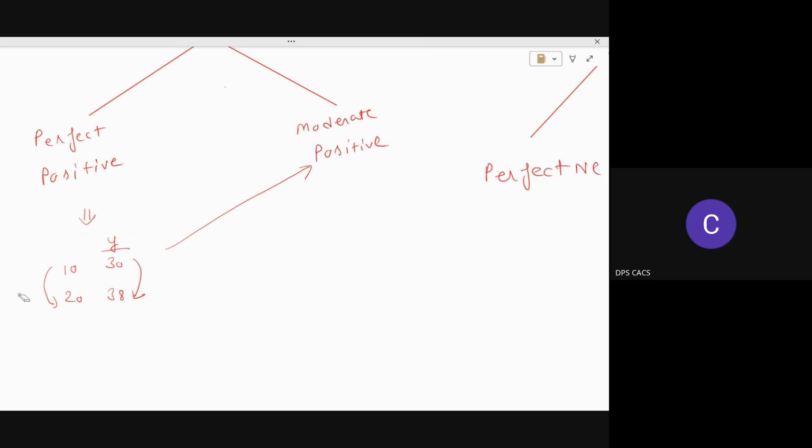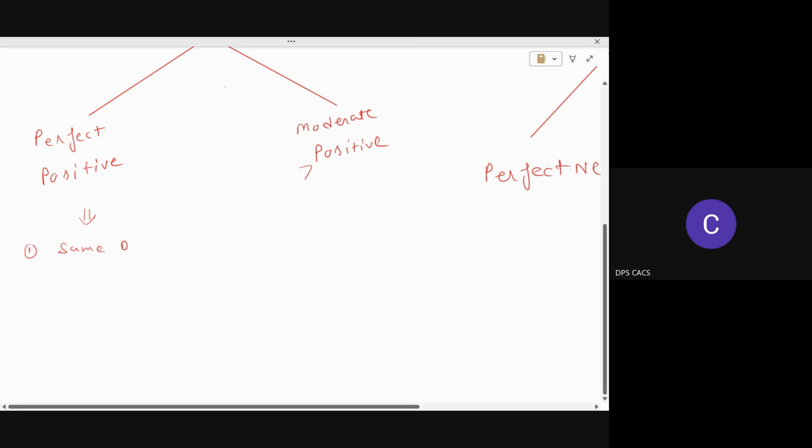So what I am doing, writing only 2 points here. Same direction and same magnitude. Right? Similarly, moderate positive is going to be same direction because it is positive. So same direction has to be there. But not with the same value, so different magnitude. Clear?